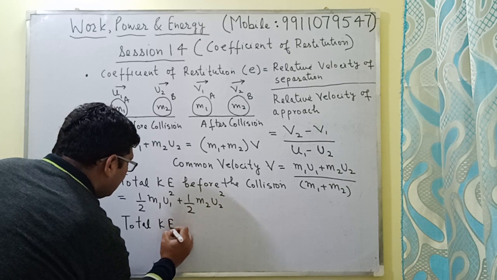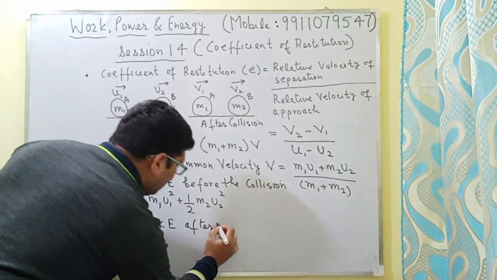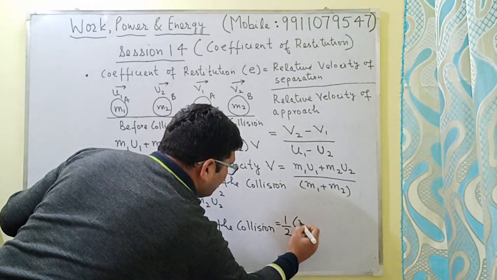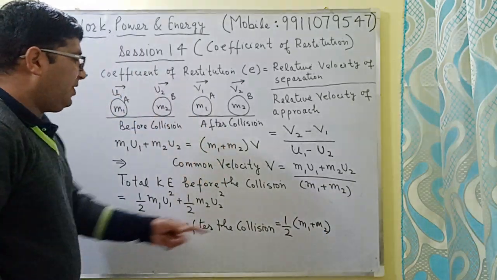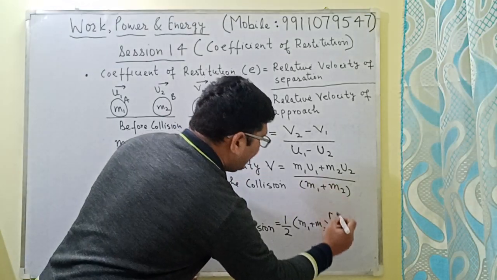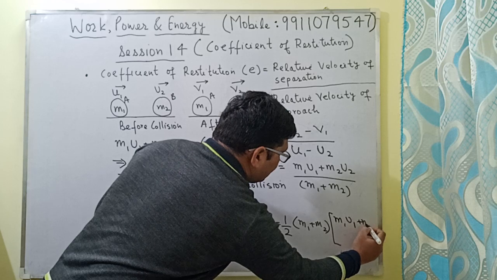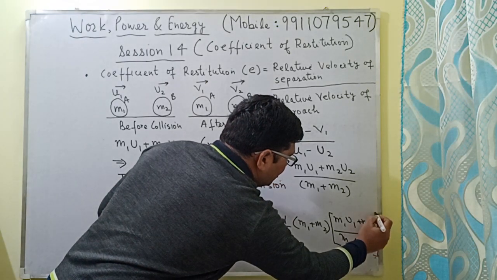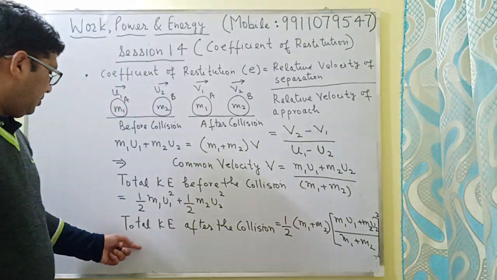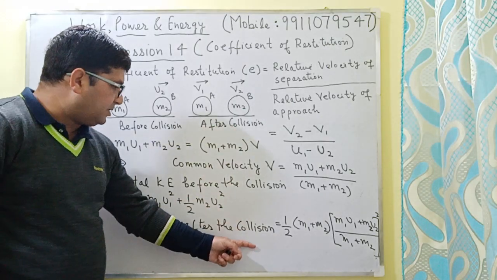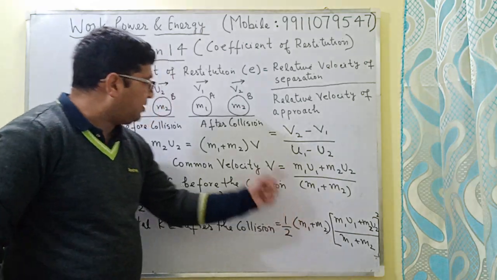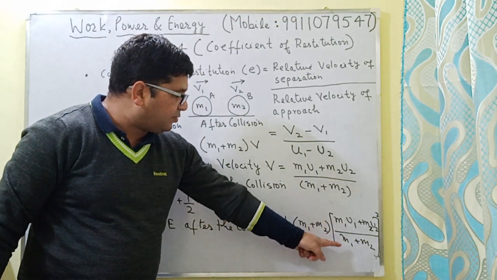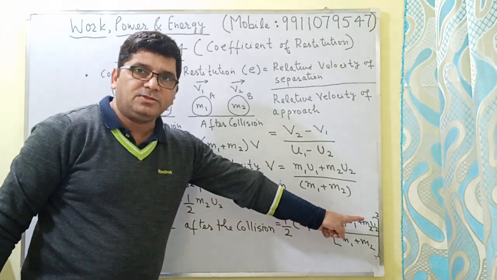And after the collision the total kinetic energy will be equal to half m, where m is now equal to m1 plus m2, half m v square, and v here is given by m1 u1 plus m2 u2 divided by m1 plus m2, whole square. So this is the total kinetic energy after the collision, because here this half m will be equal to m1 plus m2, and v is the common velocity after the collision, so I have put this value here, that is m1 u1 plus m2 u2 divided by m1 plus m2 to the power 2, that is whole square.